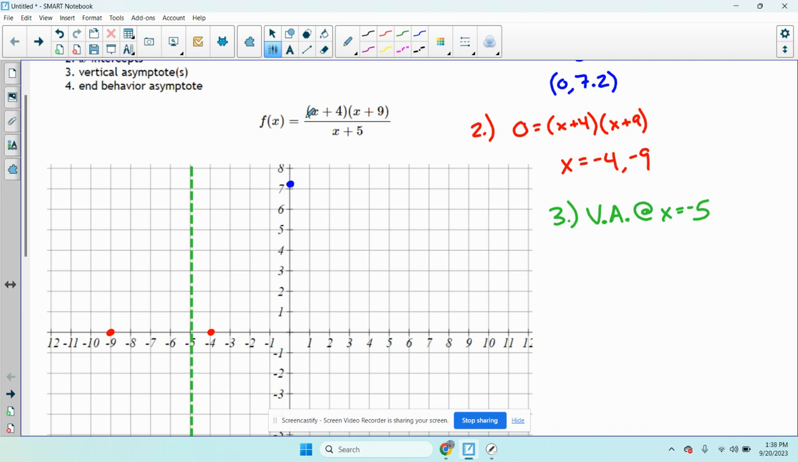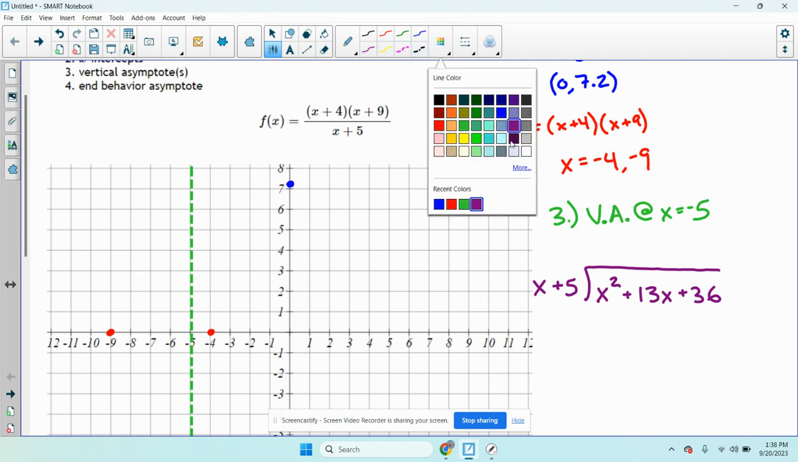So I'm going to start by foiling the top. So I get x squared. Outer is 9x, inner is 4x. That's going to give me 13x. And last is 4 times 9, which is 36. I'm going to divide this by x plus 5. Actually do the polynomial division, and I only want the part that's not the remainder.